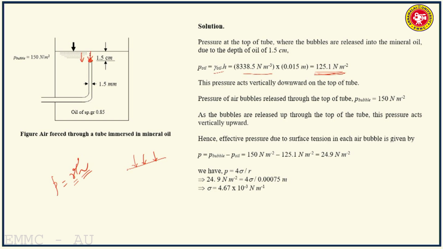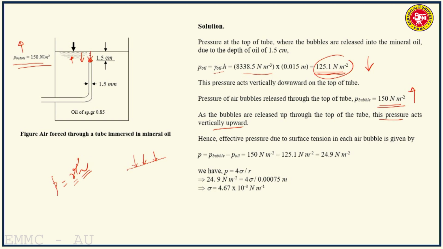So what is the pressure of air that is released to the top of the tube? That is 150 Newton per meter square. As the bubbles are released up through the top of the tube, this pressure acts vertically upward, because air is released in the upward direction. So P bubble acts in the upward direction, and this P acts in the vertical downward direction.